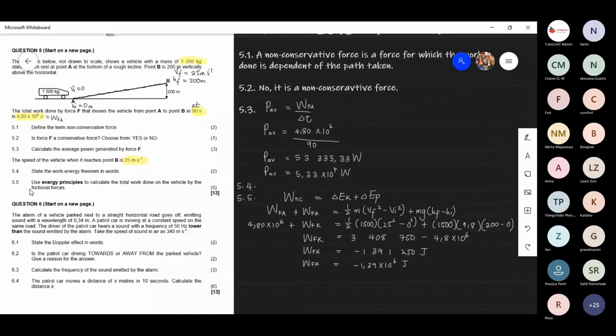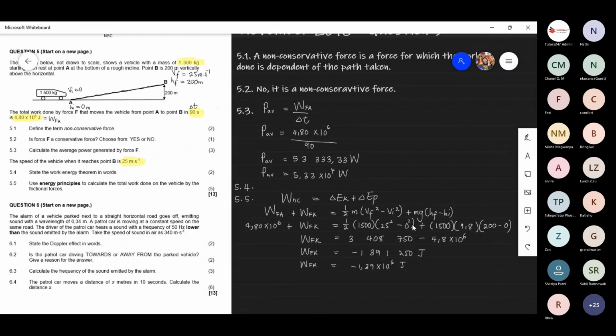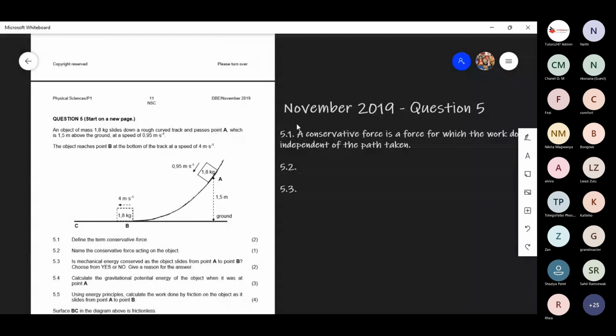I'll ask once again quickly before we move on. Does anyone have any questions relating to what we've just done with calculating non-conservative forces before we move on? Okay, so let us move on then.